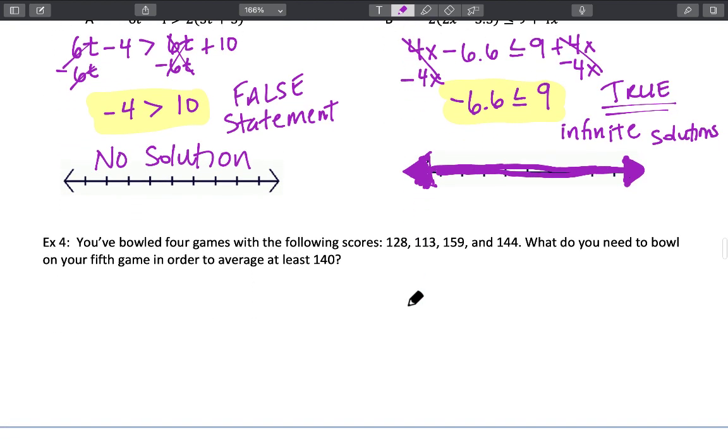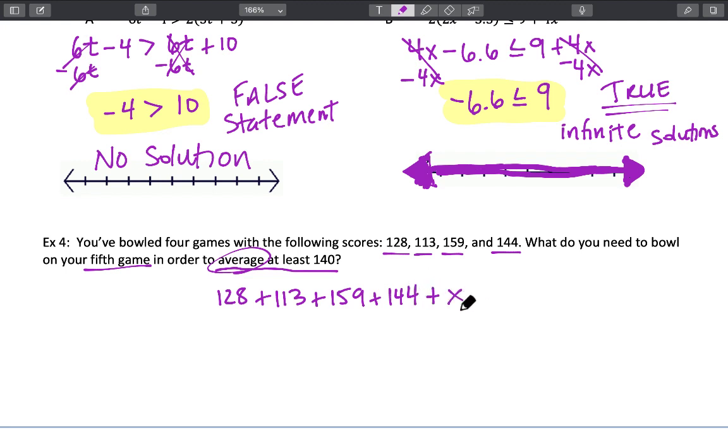You've bowled 4 games with the following scores of 128, 113, 159, and 144. What do you need to bowl on your 5th game in order to average at least 140? So remember, to find average, we add up all of the numbers, and we divide it by the total number of numbers we added up. So let's add 128 plus 113 plus 159 plus 144 plus there's a 5th game that we're going to bowl, but we don't know what the score is yet.